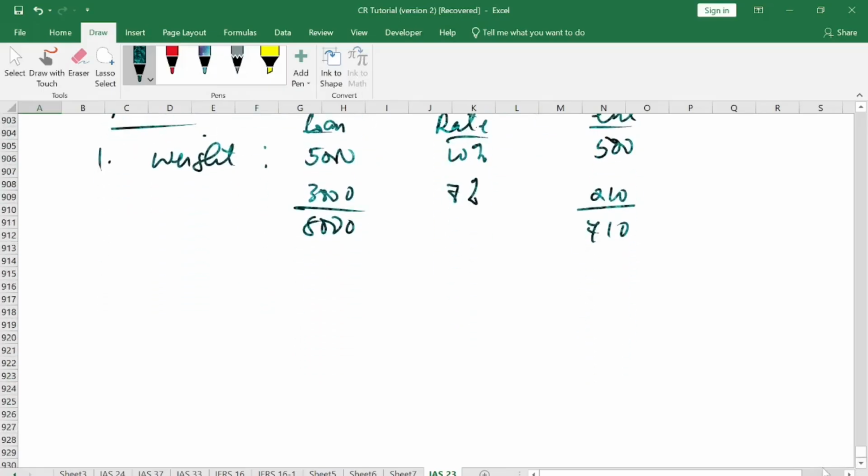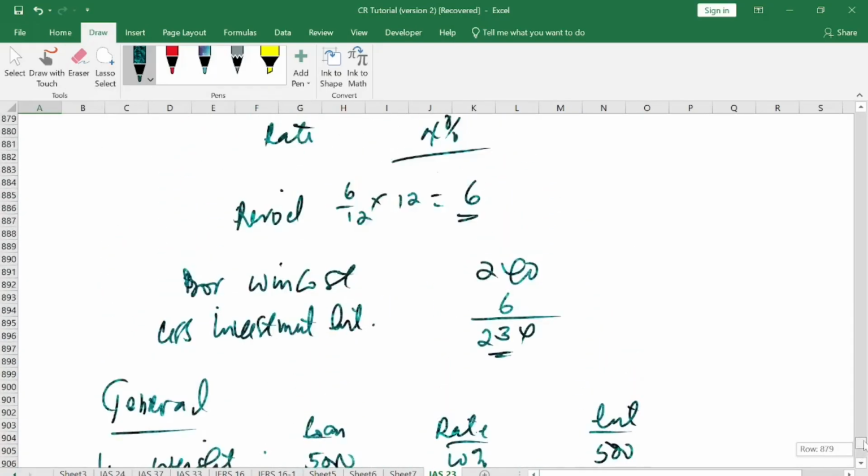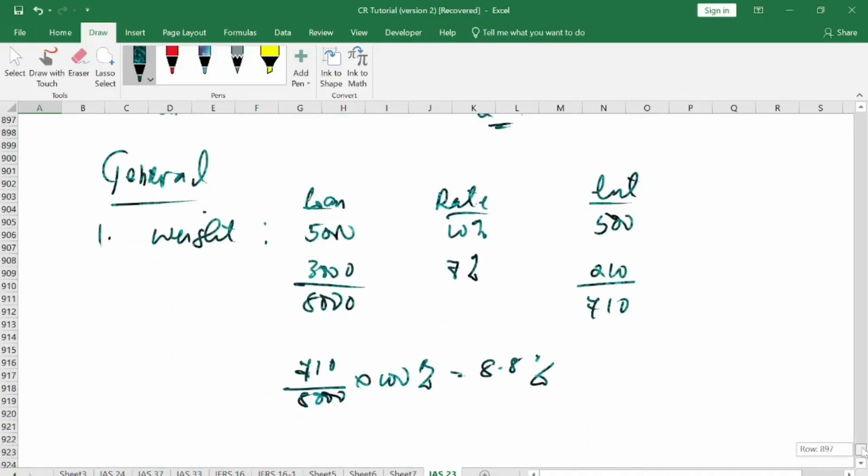So when you weight it, how do you weight? The weight will be the interest, which is 710, over the total loan, which is 8 million or 8,000. So this gives you times 100%, which gives you 8.8%. Okay, so this is the general. You've found the weight.